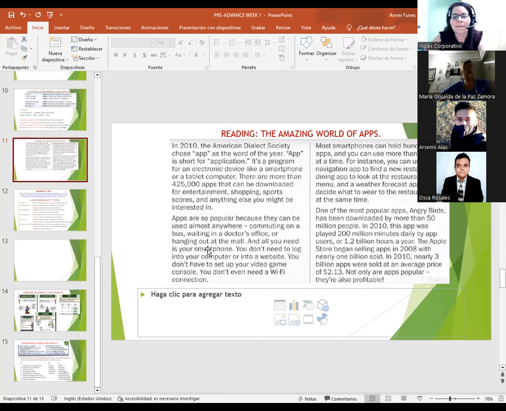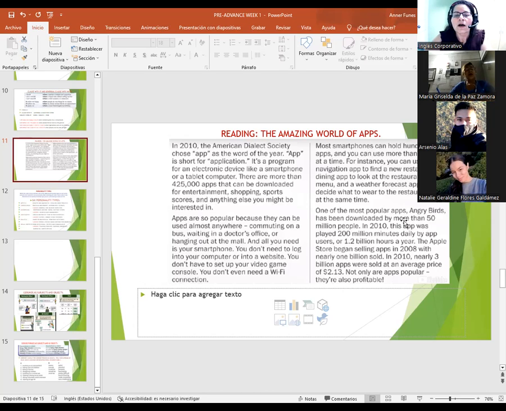Another? Teacher, what is the meaning in the first paragraph? Downloaded. Yes, downloaded, it means descargados. Yes, in Spanish, son de las descargas. Okay, these apps that can be downloaded, pueden ser descargadas for entertainment, shopping, sport, score, or anything else you might be interested in. Another?